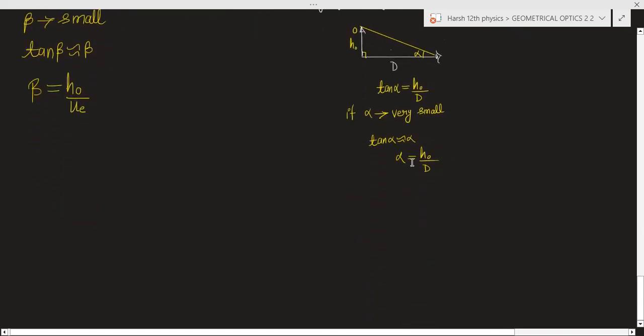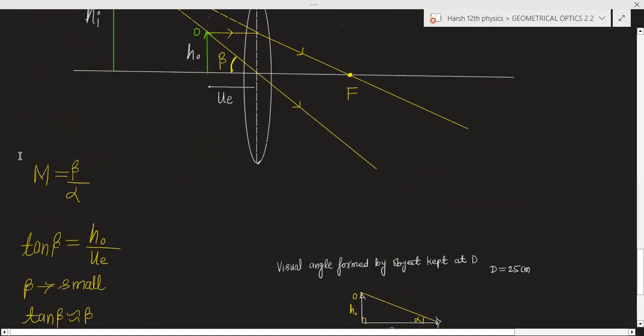Now we have alpha, and we have beta now. So we have alpha and beta. With the help of alpha and beta, we can find the magnification, beta by alpha.